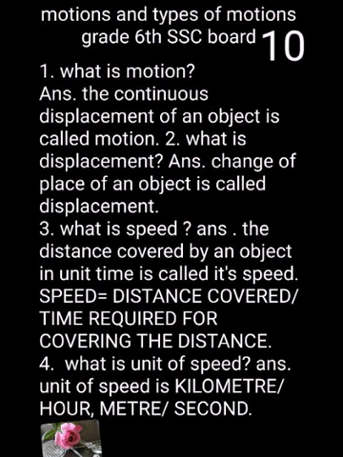What is motion? The continuous displacement of an object is called motion. What is displacement? Change of place of an object is called displacement. What is speed? The distance covered by an object in unit time is called its speed. Formula for speed: distance covered upon time required for covering the distance. What is the unit of speed? The unit of speed is kilometer per hour, meter per second.